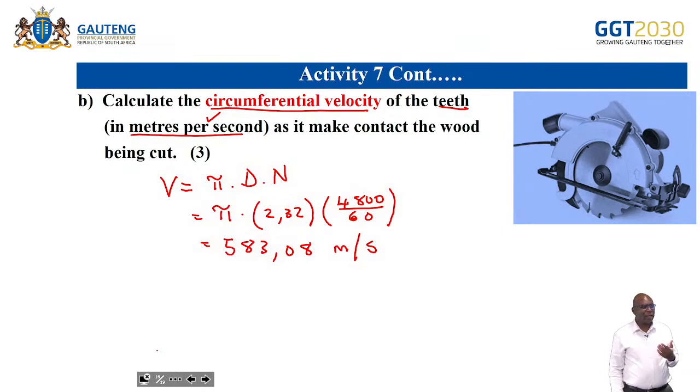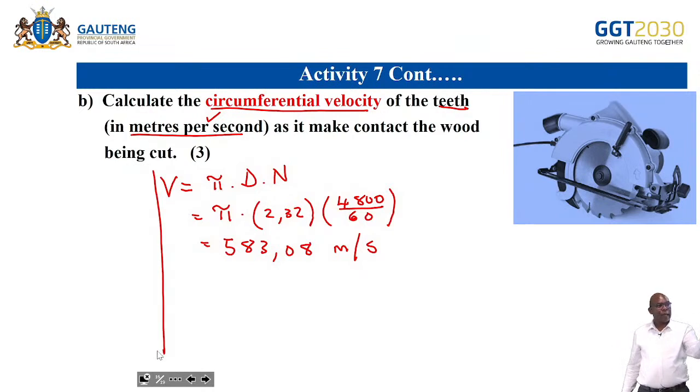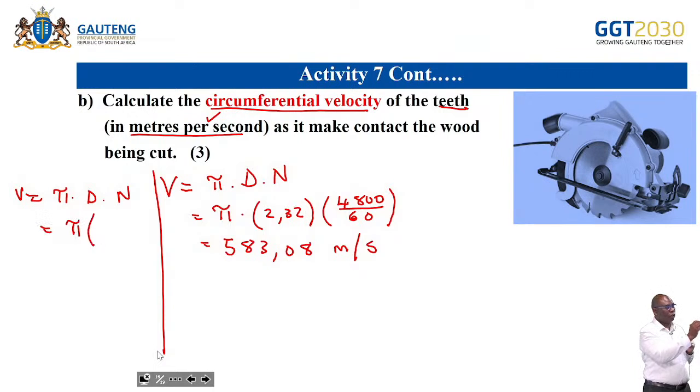What is another way of doing that? If I don't change this, and I put it as 4,800, I'll get my answer in meters per minute. Okay? After getting it as meters per minute, then I can divide everything there by 60. So what I'm saying is, I can have my formula like that, pi d times n, then I can have my pi, and my d is 2.32, then I put 4,800 here, then I multiply my whole question.